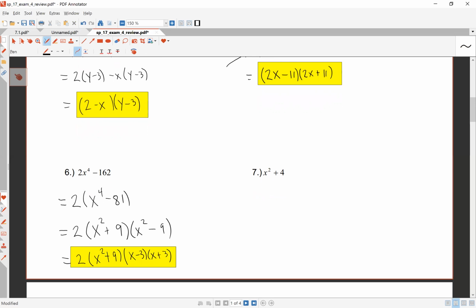So remember, difference of squares factors, but a sum of perfect squares is not factorable, is prime. So for this one, you would just say, it is prime. I can't factor that any further.